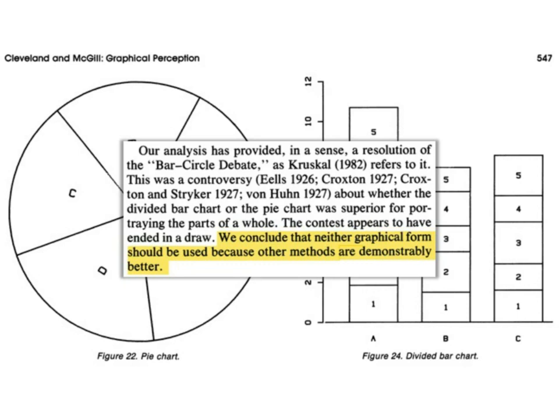And you can see some of those papers being cited here in those parentheses, where it says EOS 1926 and so on. These are papers from the mid-1920s. But they also say that we conclude that neither graphical form should be used because other methods are demonstrably better. So they were kind of saying, well, just don't do this, just use other techniques that are better. Their main argument is that stacking bars is nice, but it's hard to read, and pie charts are really bad at many things. There are cases when they're actually good.